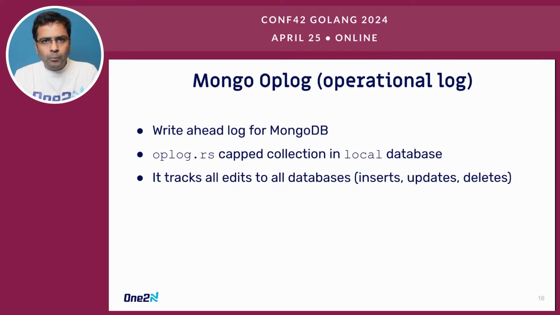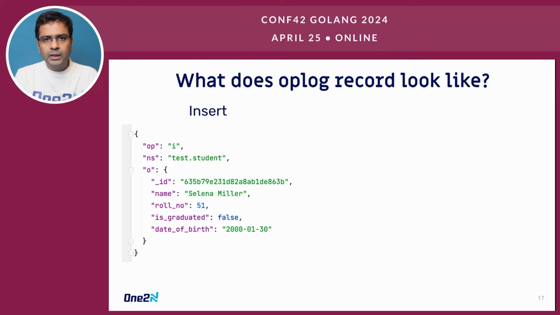The Mongo operation log is a logical collection, a capped collection in MongoDB. It's in the local database. Think of it like a write-ahead log for MongoDB, right? It tracks all the edits to the database, whether it's inserts, updates, or deletes, and you're able to look at whatever is happening to the database. So what we could do is use the oplog to transfer data from Mongo to Postgres.